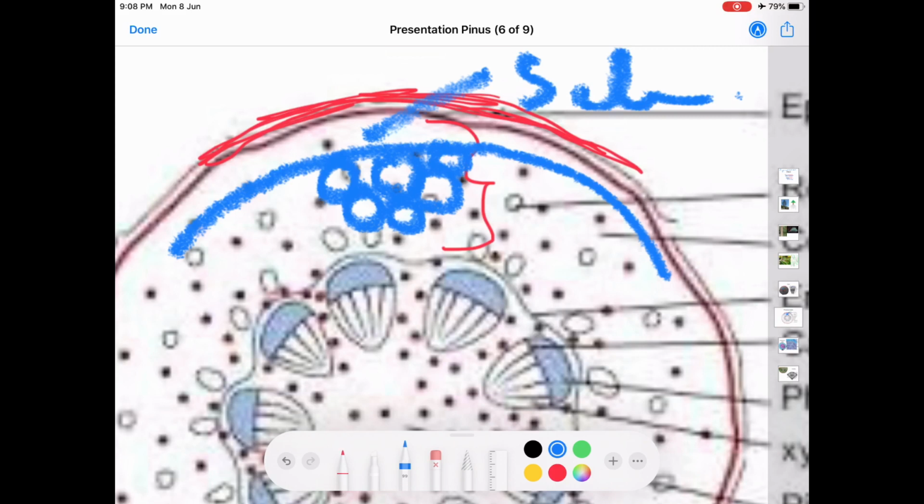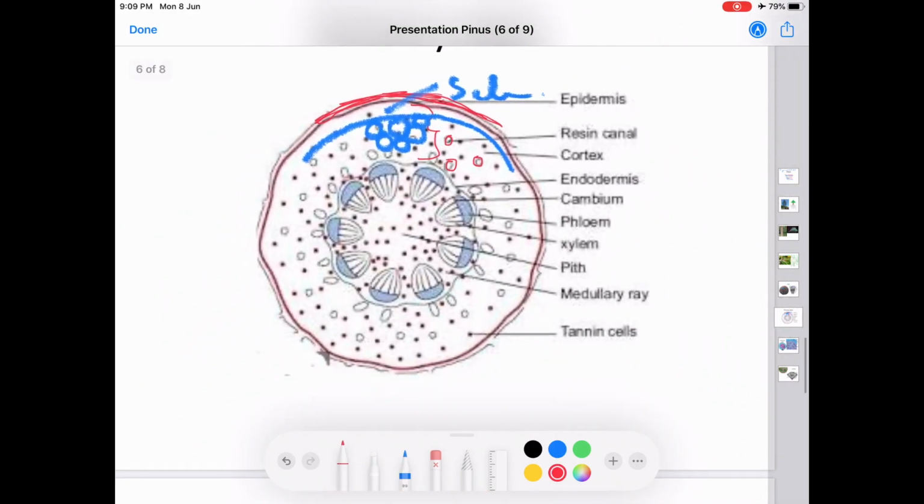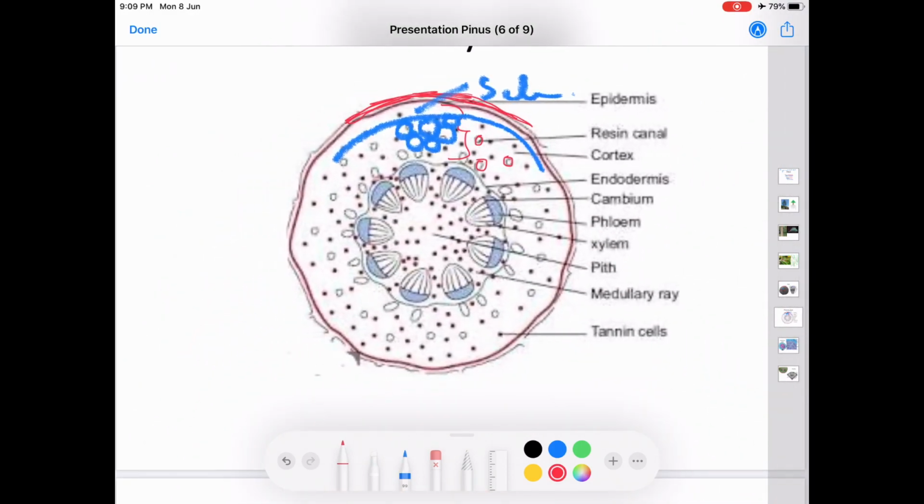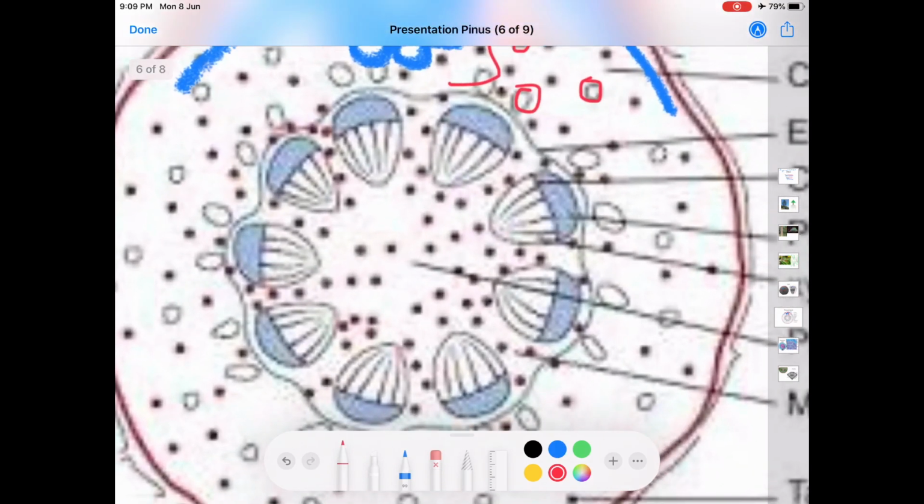And this parenchymatous cortex includes resin canals. These are the resin canals. Here the endodermis and pericycle are inconspicuous. The vascular bundle is polyfascicular endarch siphonostele. That is, it is conjoined, collateral, open and endarch vascular bundle resembling that of a dicot stem.